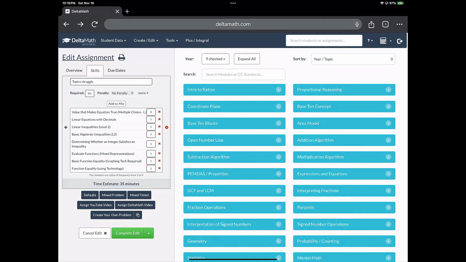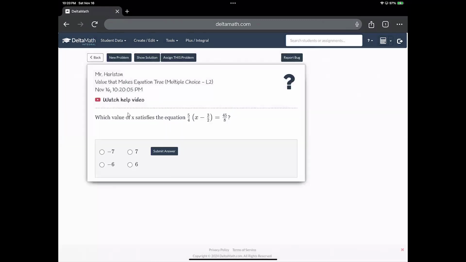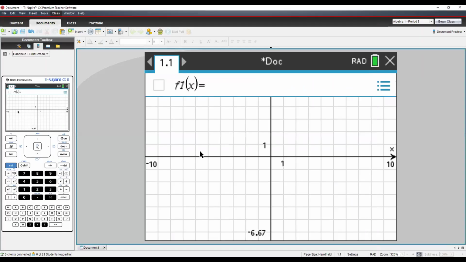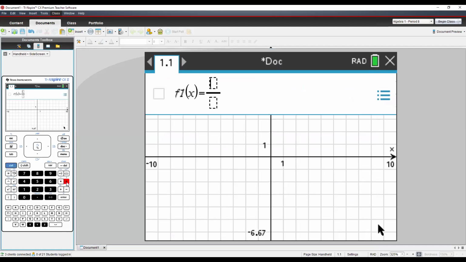So I'm going to start with this one. Basically, what we have here is they just gave us an equation. Now, what I would like for you to do is graph this and split this into two functions and then find the intersection. Let me grab the calculator real quick and show you what I mean. The very first thing I'm going to do is put in the left-hand side of the equation. So this is going to be 5 over 4.